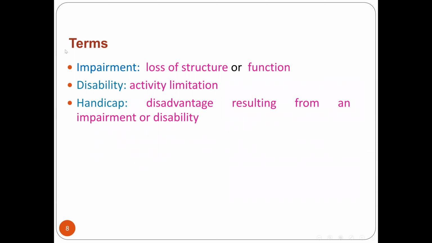We have three important terms to be remembered: impairment, disability, handicap. What is impairment? It is loss of anatomy or function. Disability is loss of function, limitation of activity. Complication of both impairment and disability will lead to what is called handicap.